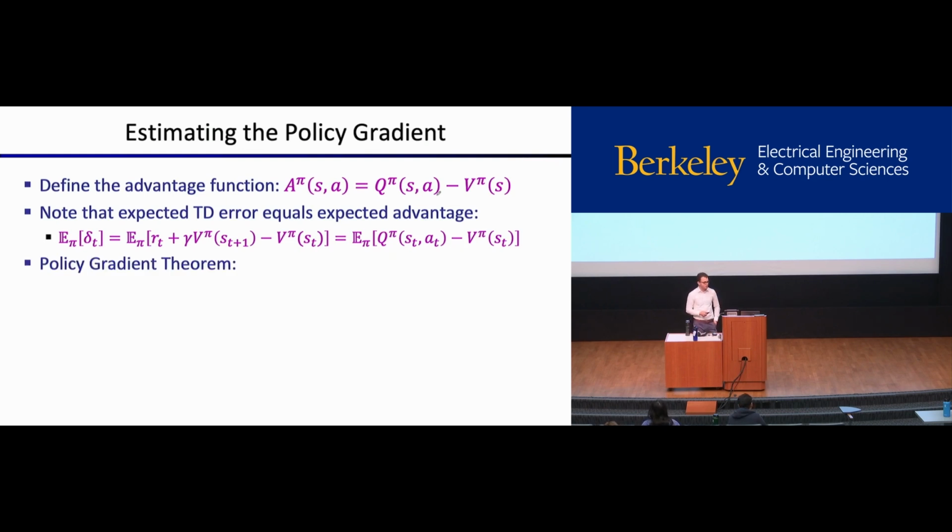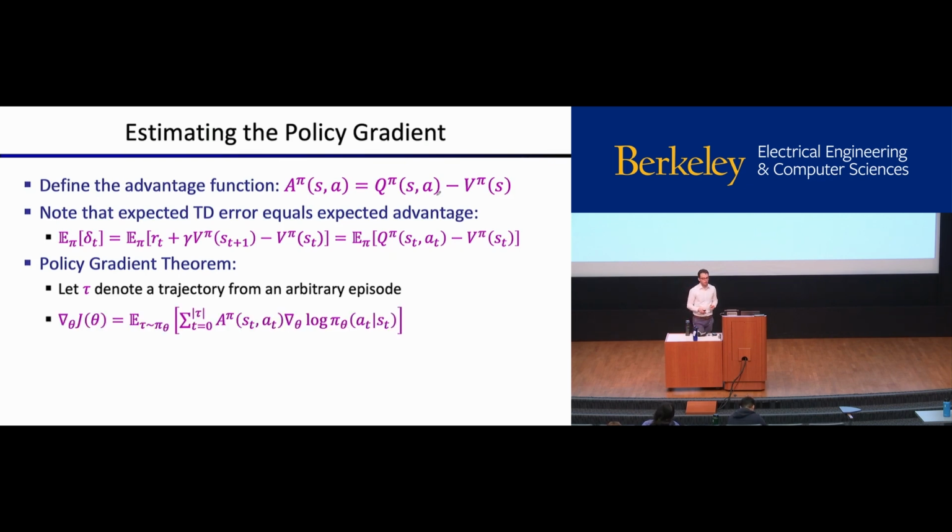And then there's this nice theorem, and I won't prove it to you, but it says if we let tau denote a trajectory, a sequence of states, actions and rewards for an arbitrary episode, the gradient of this objective as a function of the policy parameters is equal to an expectation of a sum of the advantage functions at every state-action pair times the gradient, this is kind of a mess, of the log probabilities of the policy.